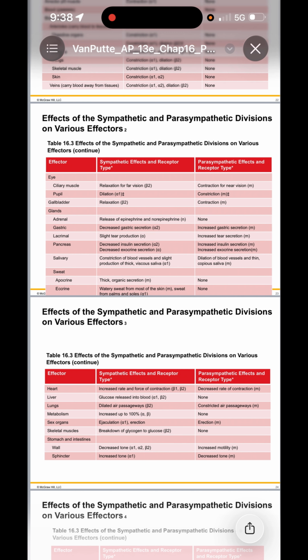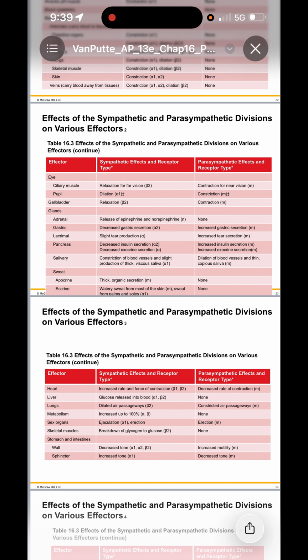Effects of the sympathetic and parasympathetic divisions on various effectors. Table 16.3 continues. Effector, eye. Ciliary muscle: sympathetic, relaxation for far vision, beta 2; parasympathetic, contraction for near vision, M. Pupil: sympathetic, dilation, alpha 1; parasympathetic, constriction, M.